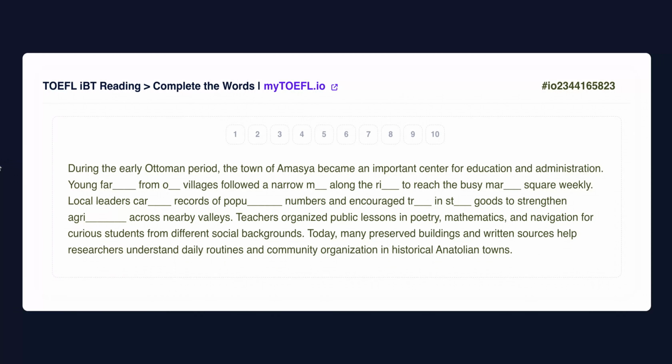Hello, everyone. I am so excited to guide you through today's lesson on the TOEFL reading section. We are focusing on the complete the words task, which is a fantastic way to show off your vocabulary and grammar precision. We are going to travel back in time to explore a historical town and solve some linguistic puzzles along the way. Get ready to sharpen your context clue skills as we break down this passage together.